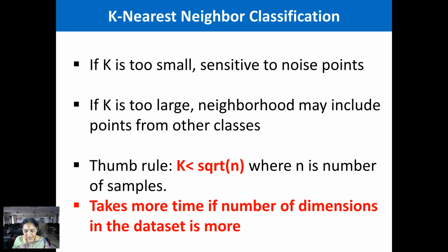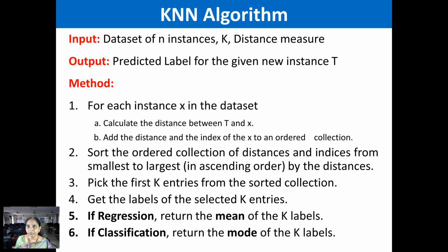One more important point we need to remember, which is a drawback of KNN, is that if our data set has a large number of dimensions, it may take more time. Why? Because for a Euclidean distance or Manhattan distance, we need to calculate the difference between every attribute value of the records in our data set. So if our data set has more records with more dimensions, it may take more time to identify the class label.